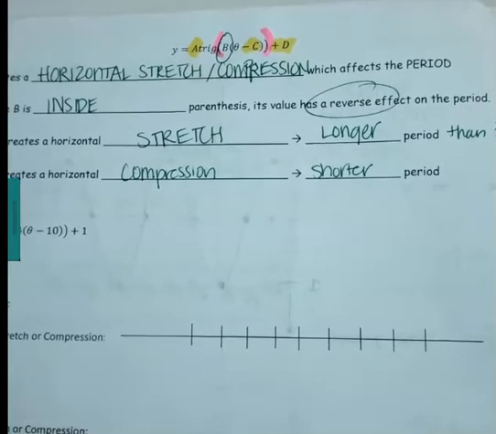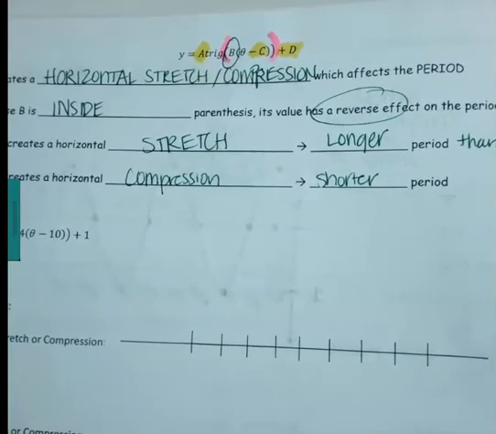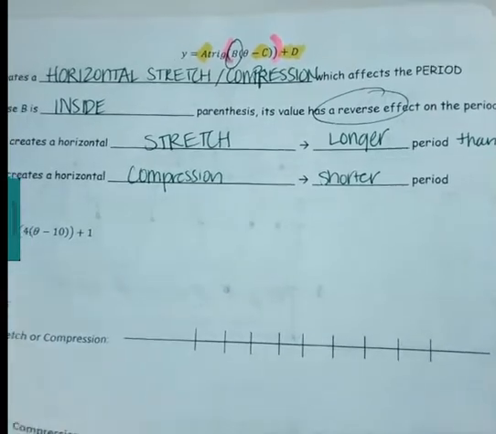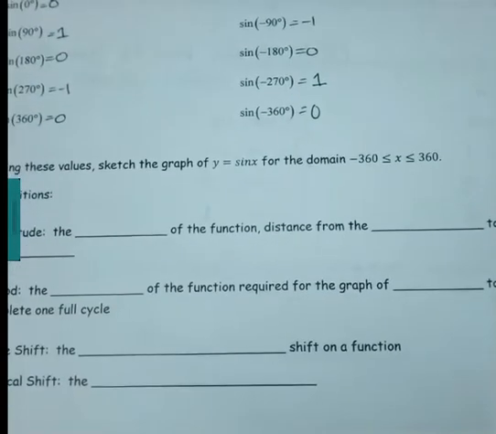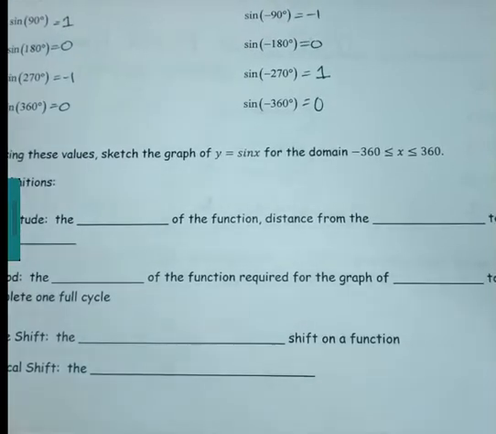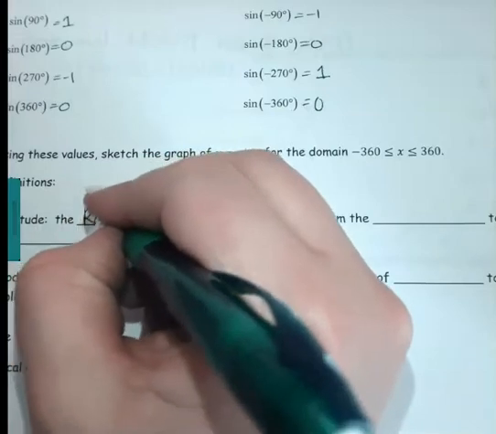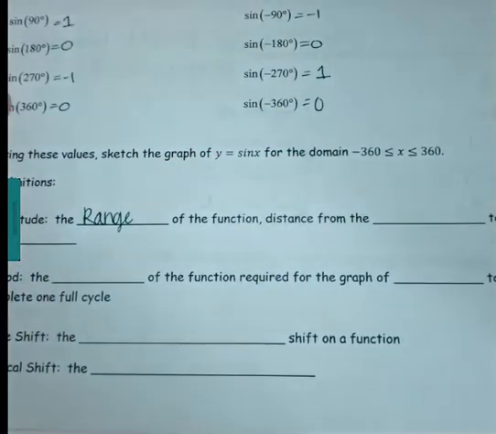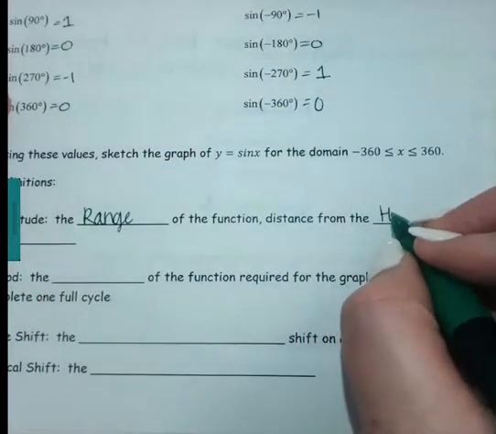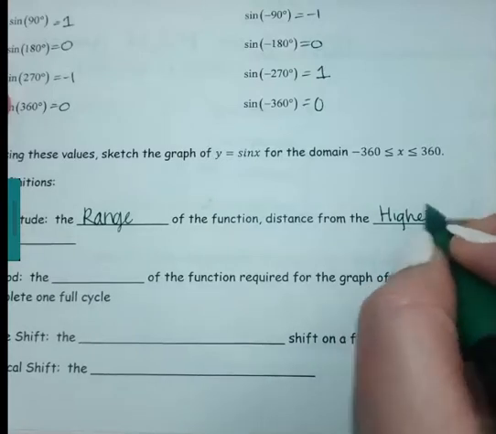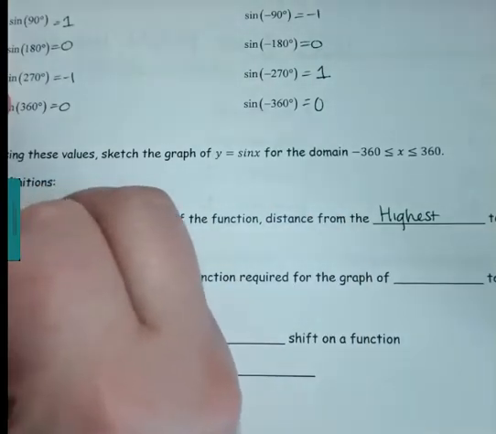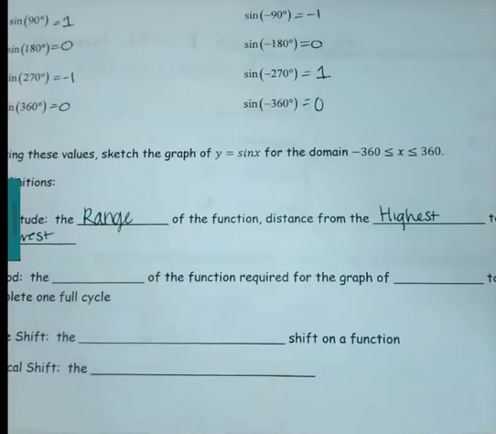Okay, so before we start that, as Faye pointed out, we need to go back and fill in these little things right here. So, amplitude is going to be the range of the function, and it's the distance from the highest point to the lowest point. Yes, the notes from yesterday.